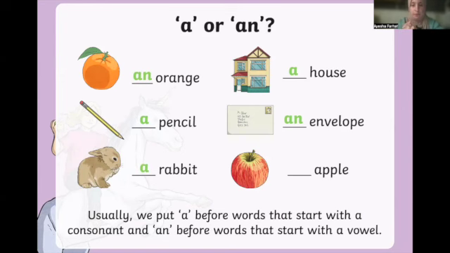Our final one is apple. Now again, A, E, I, O, U. A is a vowel. So according to my rule, I have to use an apple, not a apple, because A is a vowel and apple starts with A. So it's an apple. Okay, well done for giving that a try. The more you practice using these rules, the more you will get used to it.